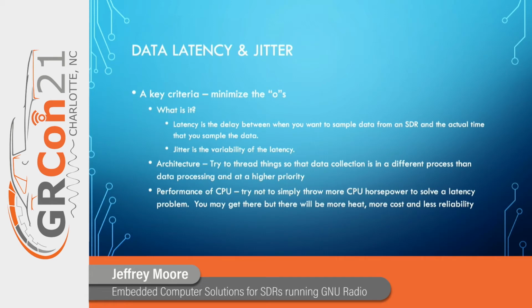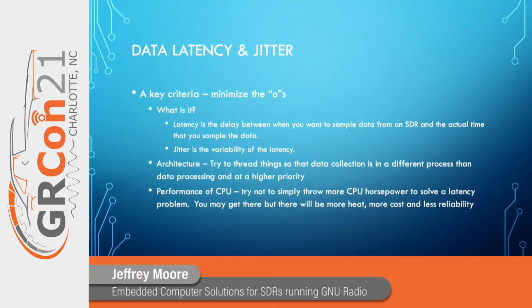One element of performance has to do with data latency and jitter. And what is that? Latency is the delay between when you want to sample data from an SDR and the actual time that you actually do sample that data. And jitter is the variability of that latency. And you've really got to minimize both because it can cause errors and inconsistencies in the sampling of the data from the SDR. It can cause aliasing, of course, but it can also cause lost data and inaccurate calculations down the line from that.